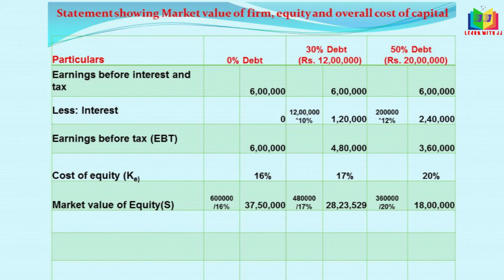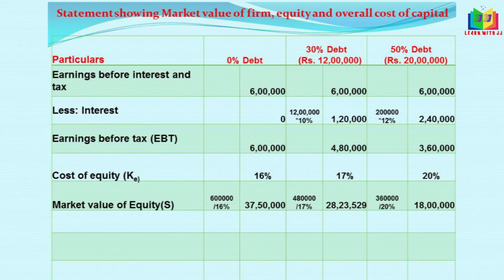The formula is EBT divided by KE. So in the first category, 6 lakh divided by 16%, 37,50,000. And for the second alternative, 4,80,000 is the EBT divided by 17%, 28,23,529. And for the third one, 3,60,000 divided by 20%, so 18 lakh.